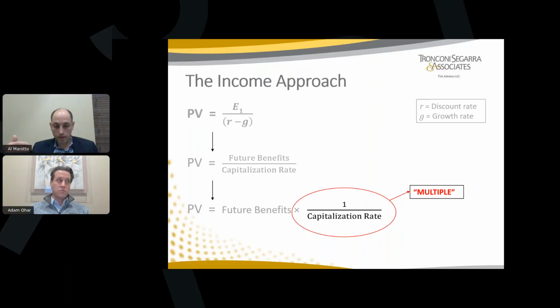So knowing what a multiple equates to, when we get to the capitalization rate, you can start to see how a multiple is derived. What does a 4x mean? Why is a 4x even a multiple? What goes into that multiple?